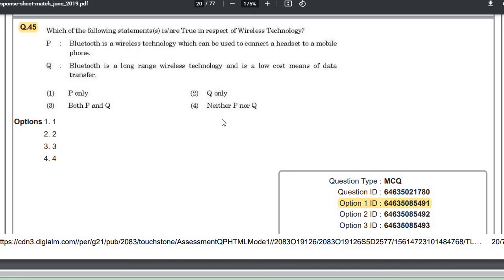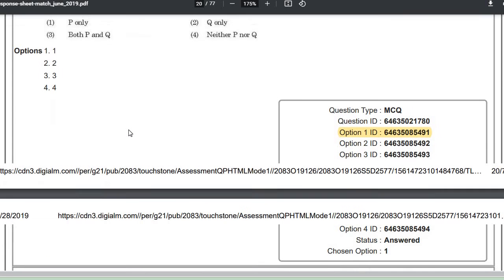Why? Because Bluetooth is a wireless technology, that is true, and it is used to connect a headset to a mobile, that is okay. But coming to the next statement, Q, Bluetooth is not long range, it is actually a short range wireless technology. As for low cost of data transfer, it depends on the data cost, but basically it is a short range wireless technology. So Q is wrong, P is the only true one. So option 1 is having only P true. Okay, so option 1 is the correct answer for question number 45.